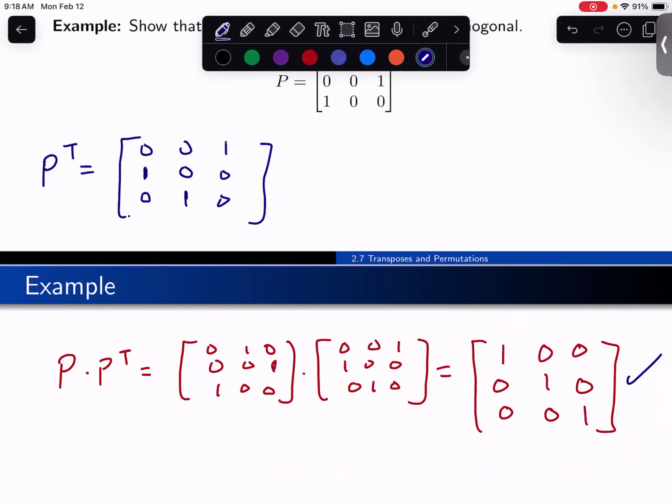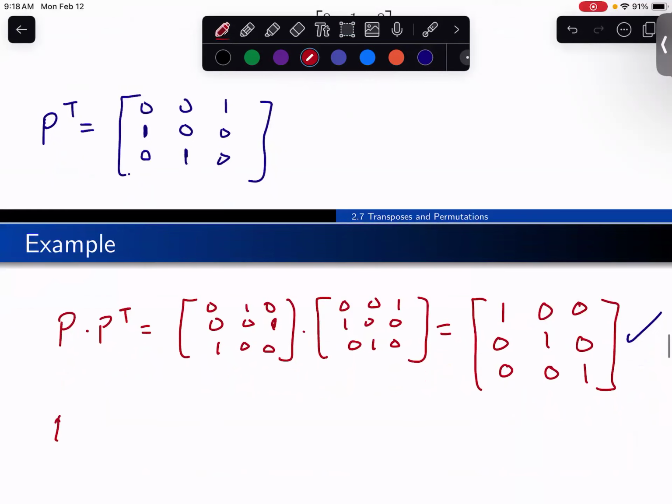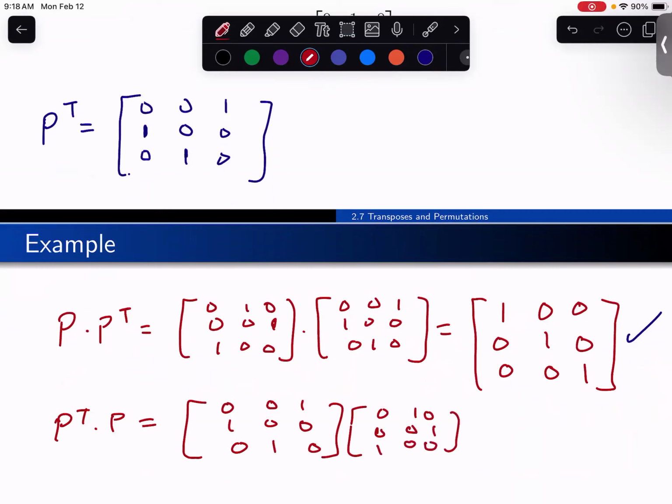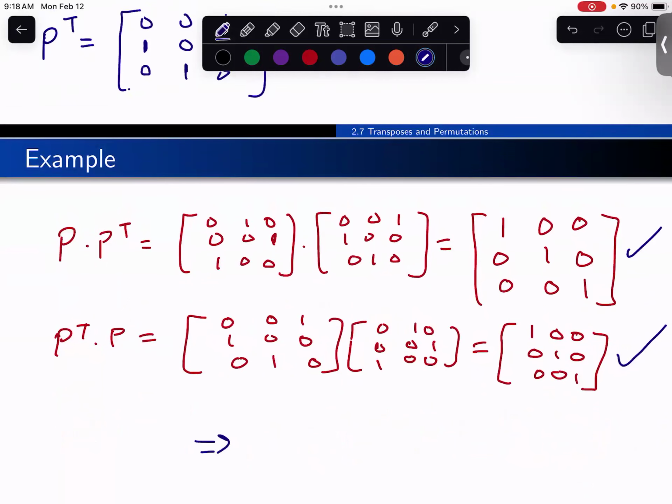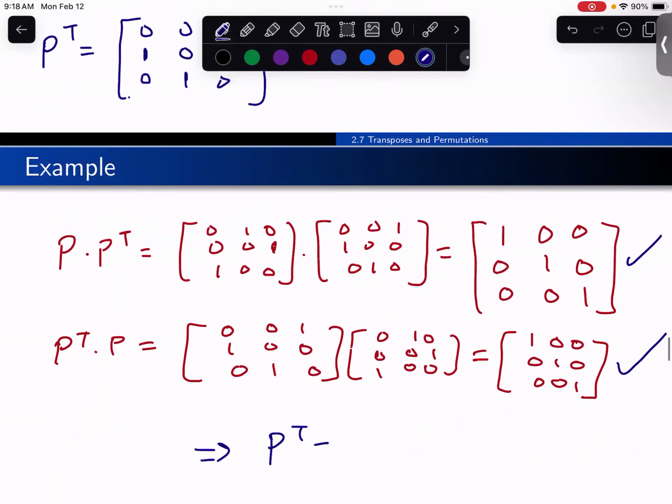And then you also have to show that if you do the transpose of P times P, you would end up getting the identity matrix. And it's an easy check once again. If you switch the order of multiplication here, you end up getting the identity matrix back. So this too, you can check, ends up giving you the identity. And so what we were able to show is that the transpose of our permutation matrix P is really just P inverse, right?